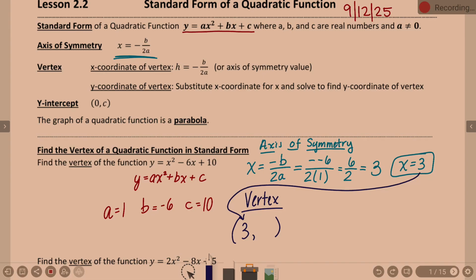Now, how do I find the y value? We were given an equation, yes? Use it. Yep. Put that 3 back into x. Plug and chug if you like. So, y equals, and I'll write this out, x squared minus 6x plus 10. We're plugging in there. So y equals 3 squared minus 6 times 3 plus 10.